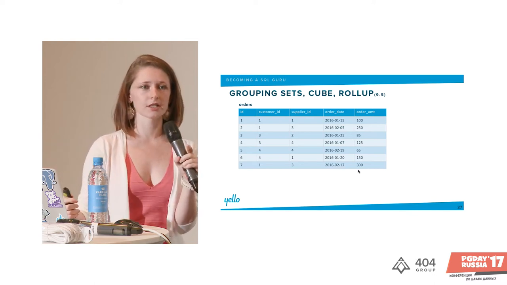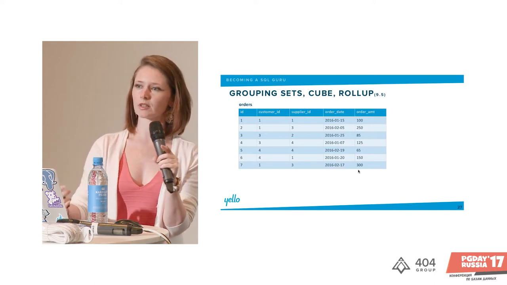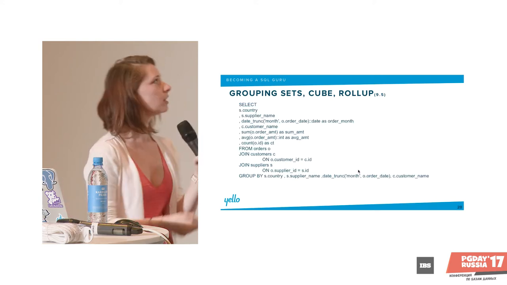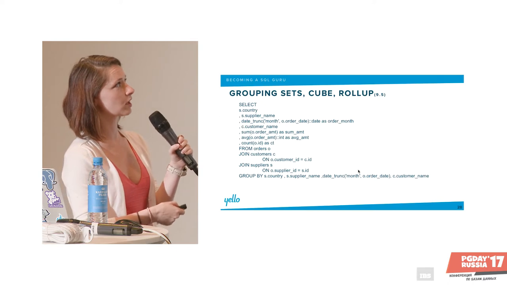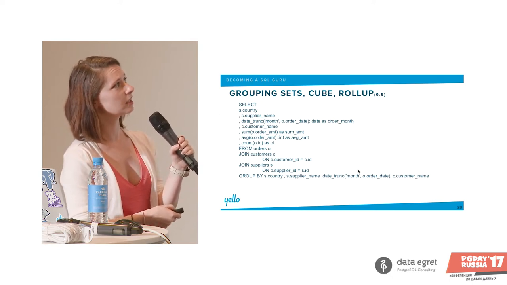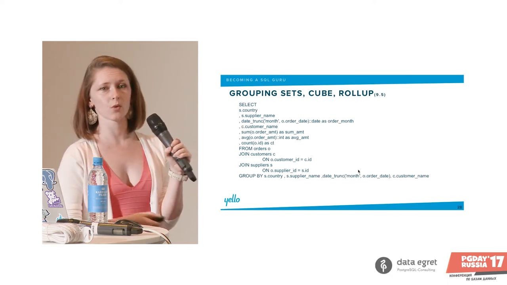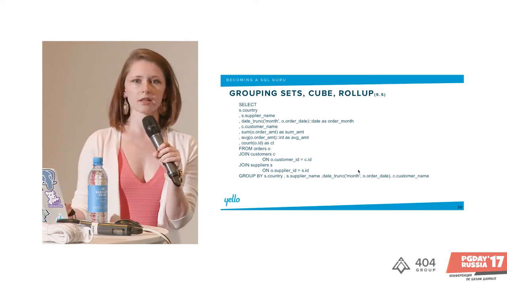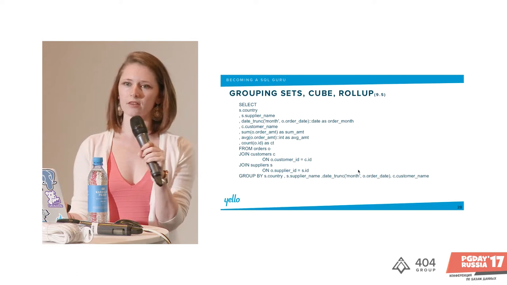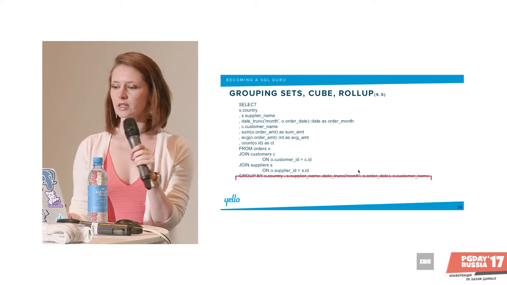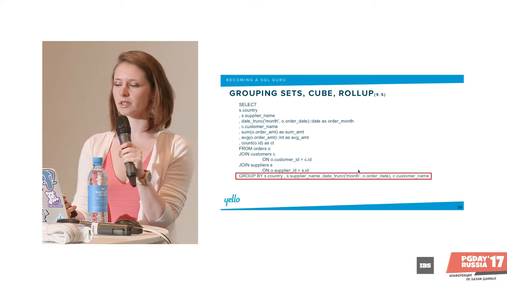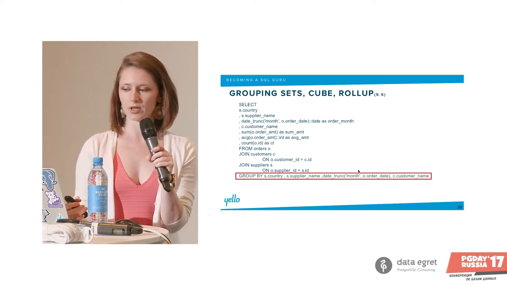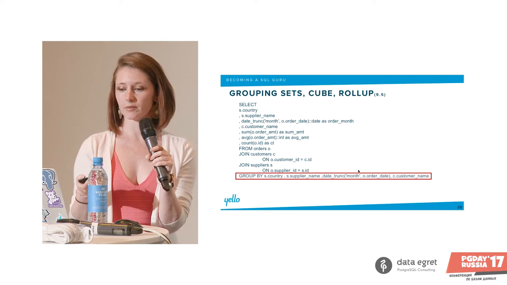So in addition to our customers table and our suppliers table, now we have an orders table. So in this orders table, we can see that we have a reference to our customer ID, our supplier ID, a date, and the amount of the order. So let's say I want to start out by getting a sum and an average of all orders, as well as the count of orders, and I want to split this by the supplier country, the name, the order month, and the customer name. So I would write something like this.